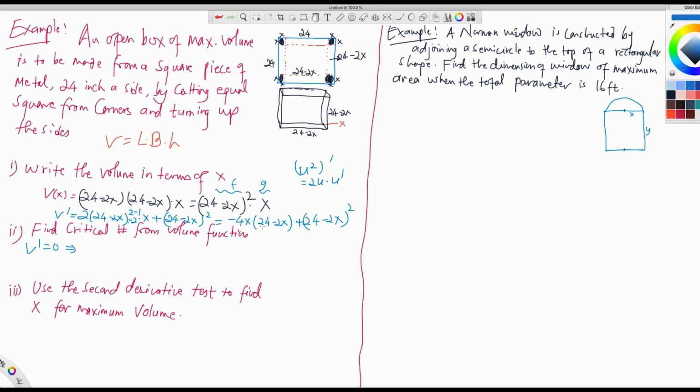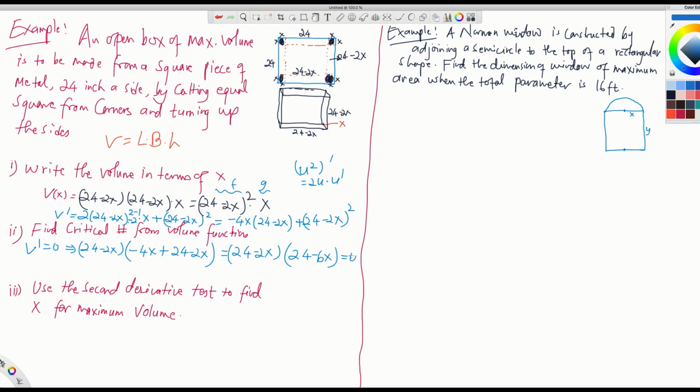So let me simplify this. I want to factor out 24 minus 2x. From that, you get 24 minus 2x taken out. What is left is negative 4x plus 24 minus 2x. If you simplify that, what do you get? 24 minus 2x, and then inside it will be 24 minus 6x. This is the simplified form of v prime.